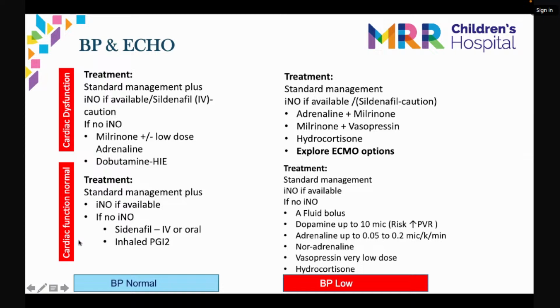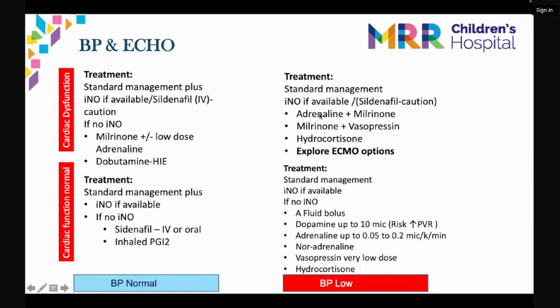In a heart which has normal cardiac function but low BPs, you might consider giving a fluid bolus. If you have dopamine running, you might increase the dose. Otherwise, as a unit protocol, we usually start epinephrine at around 0.1 to 0.2 mics per kg per minute. We might consider norepinephrine and hydrocortisone to bring up the BP. Sometimes we've tried vasopressin at a low dose just to bring up the BP if our kidney functions are okay.